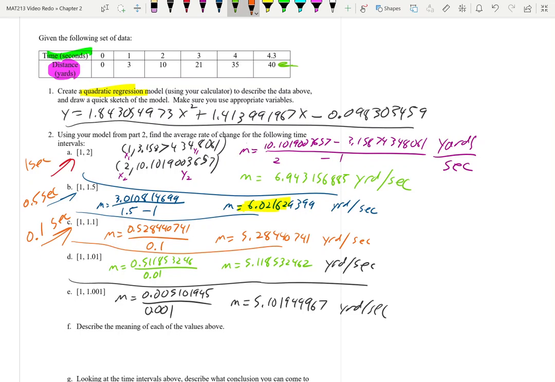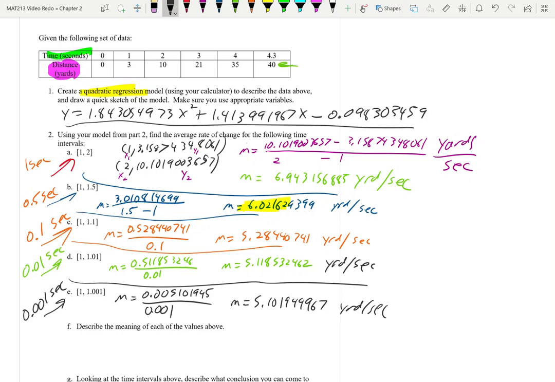All right, cool. What is this? This is a hundredth of a second, a very short interval. How fast were we going? 5.118 yards per second. Does that mean we went 5.118 yards? No, it's just the speed we were going at that time. It's the average rate of change, yards per second. Okay, so last but not least, this last one was 0.001 seconds. That was a thousandth of a second. Over a thousandth of a second, our average was 5.10 yards per second.